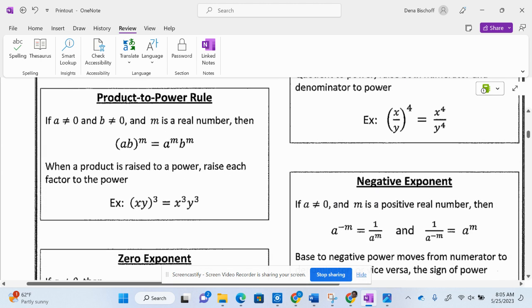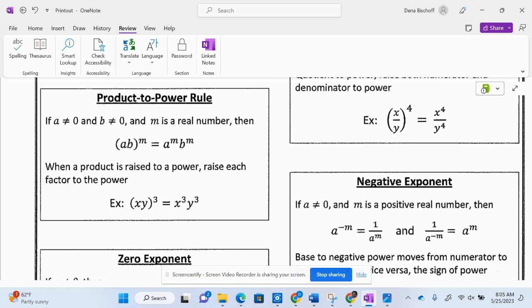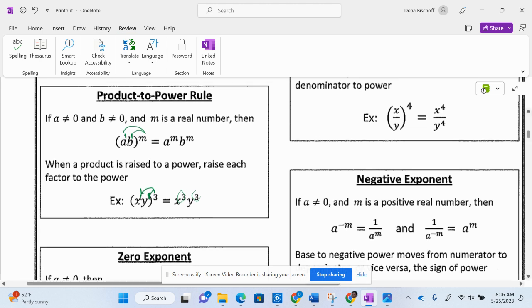Then we had the product to a power rule that says if you have a product, like two numbers or two variable terms being multiplied together, and you raise those to a power, remember, we put a power of 1 on each one of these terms. And then we multiply this by them. So if you look at this xy, the quantity cubed, we actually would draw ones there, and then we take 3 times 1 to get x cubed, y cubed. So remember, if it does not have an exponent, we put a 1 there. That helps us remember to multiply everything by the power.